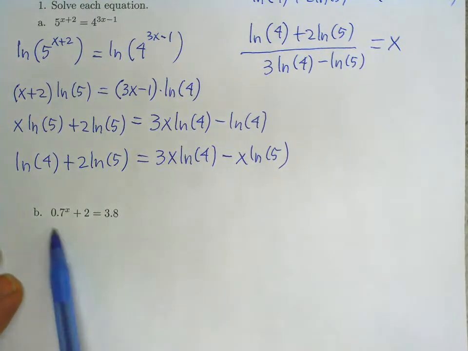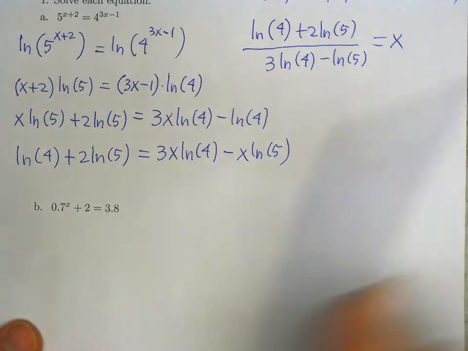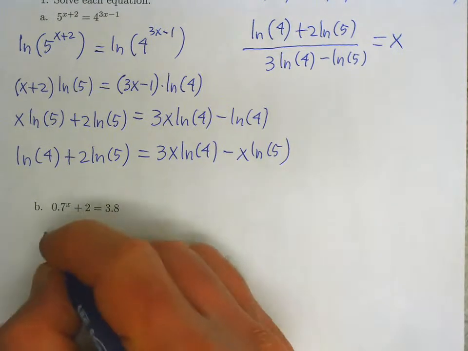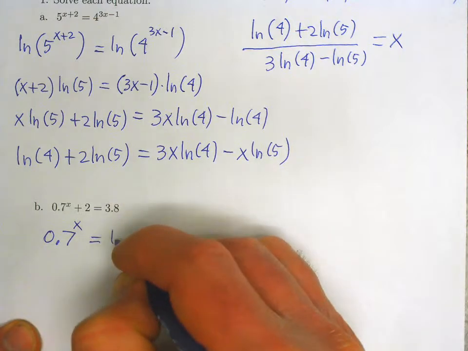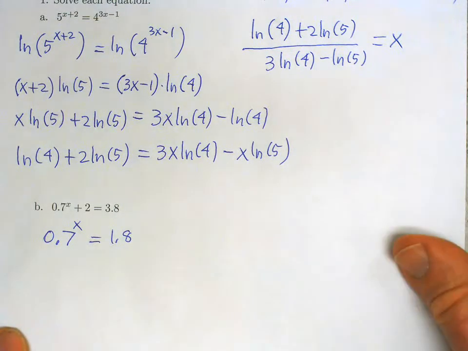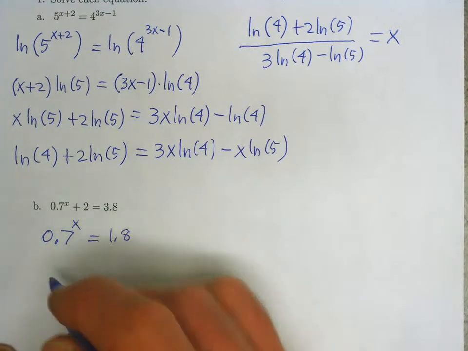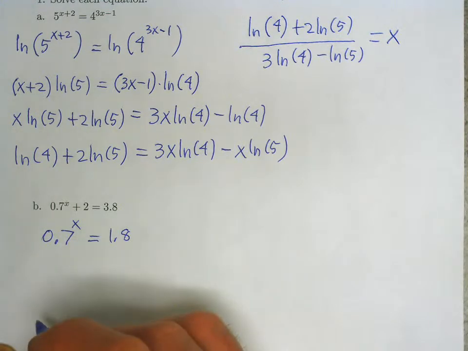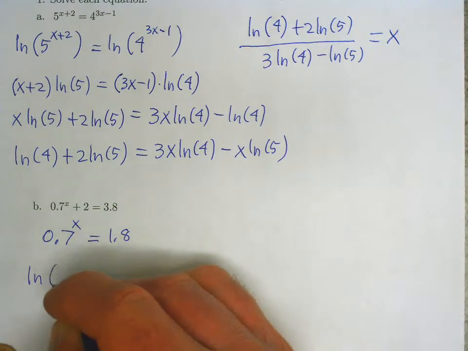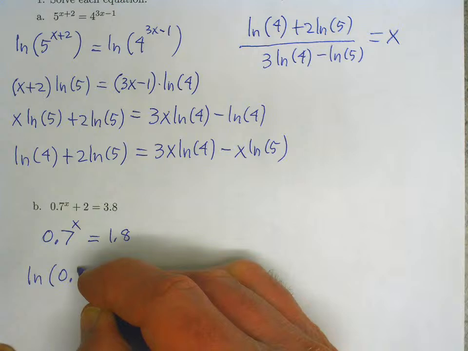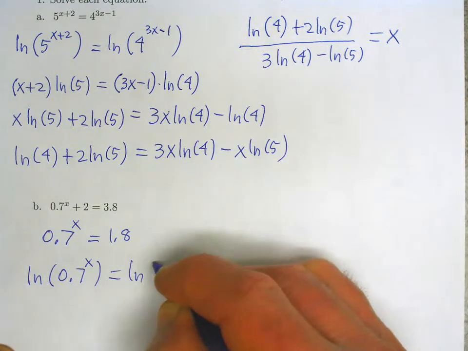0.7 raised to the exponent x plus 2 equals 3.8. To start with, subtract 2 from both sides, so we get 0.7 raised to the exponent x equals 1.8. X is in the exponent, so we get the variable out of the exponent by using a logarithm. So we'll just take the natural log of both sides. The natural log of 0.7 to the x equals the natural log of 1.8.